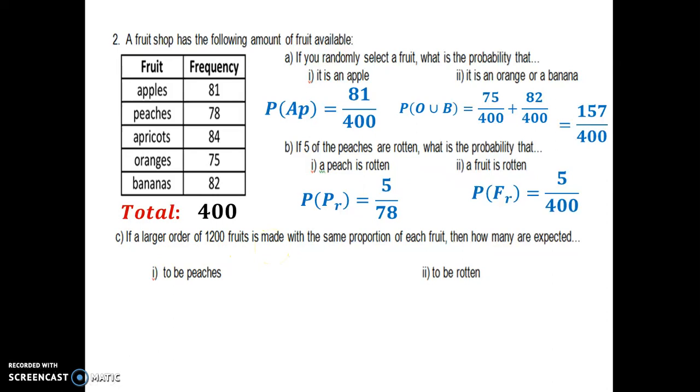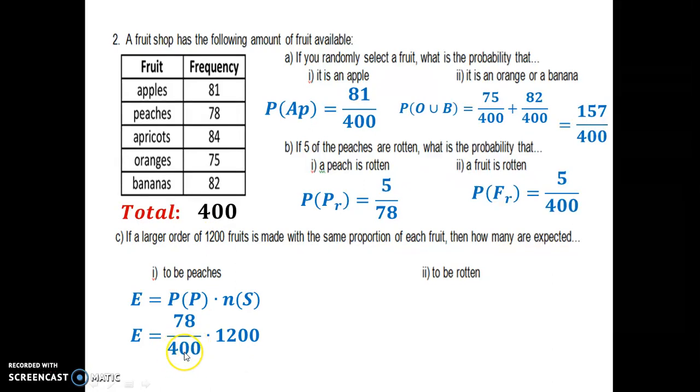So now, if a larger order of 1,200 fruits is made with the same proportion of each fruit, how many are expected to be peaches? Let's use the formula. Expected number is the probability you get a peach times the number of items we're talking about. So the probability of having a peach is 78 out of 400, times the 1,200 sample here. You'll notice that 1,200 is just 3 times this value. So the expected value of peaches is 3 times as many as there are here. Because this is a sample of 400, now we have 1,200, so 3 times as many, and it works out right there.